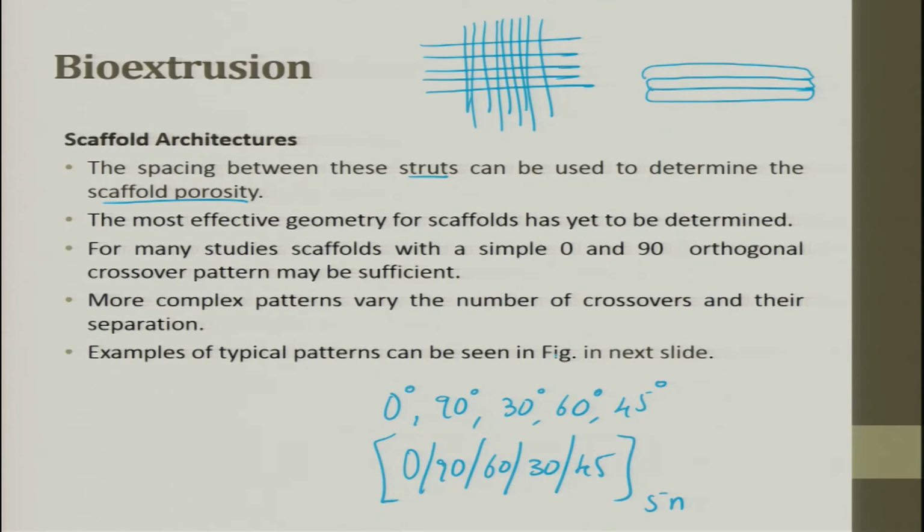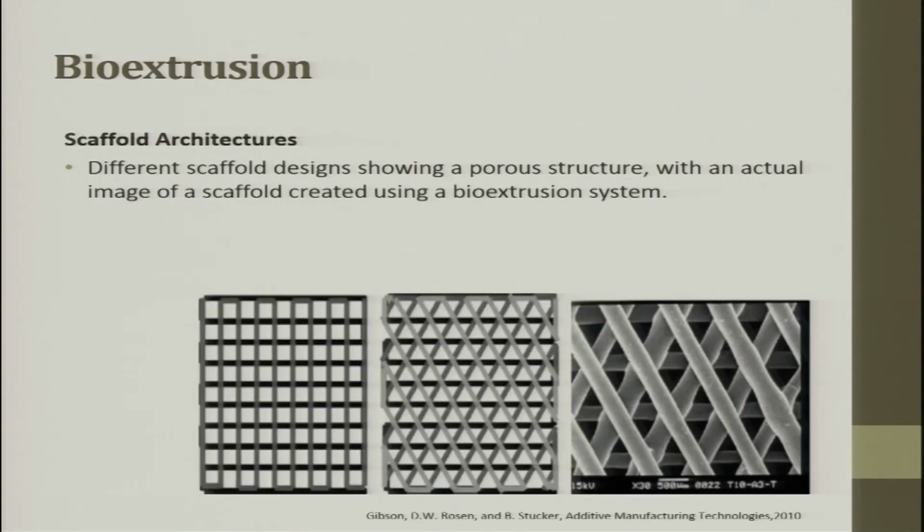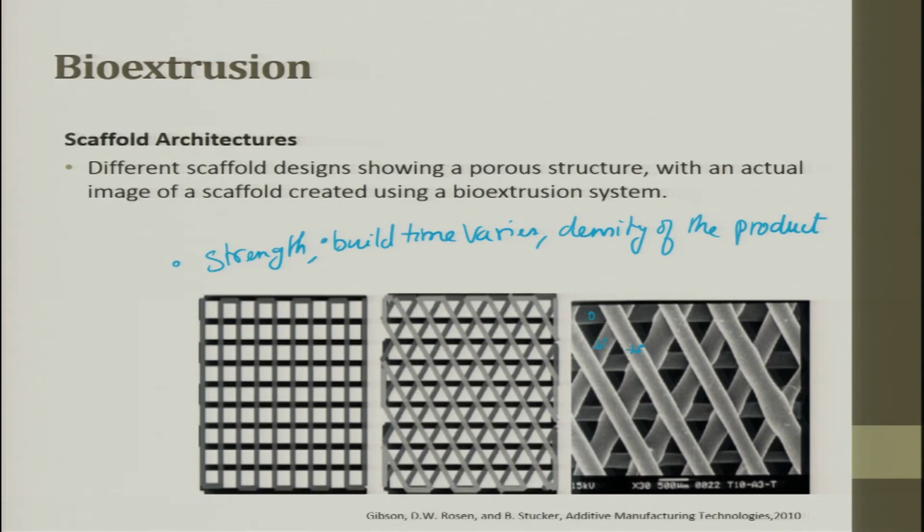Examples of typical figures are given in the next figure. So, you can see these are the scaffold architectures. You can see 0 degrees, maybe 45 degrees, maybe minus 45 degrees you can have. So, different scaffolds, each scaffold has different strengths. Build time varies. Okay, and the density of the product varies. So, you have all these important points.